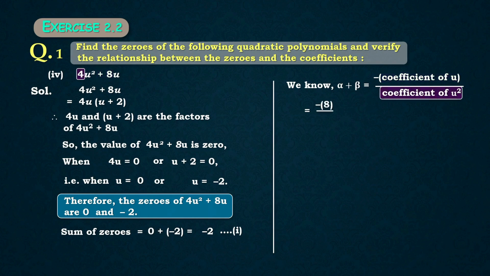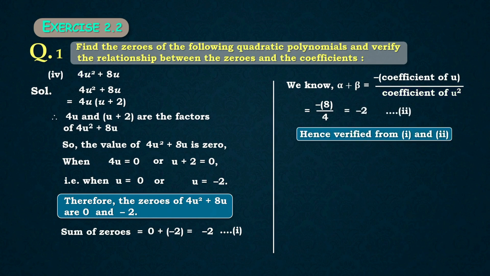So negative 8 divided by 4 equals -2. Both values are equal. So the first relationship is verified. Now, let us find the product of the zeros.